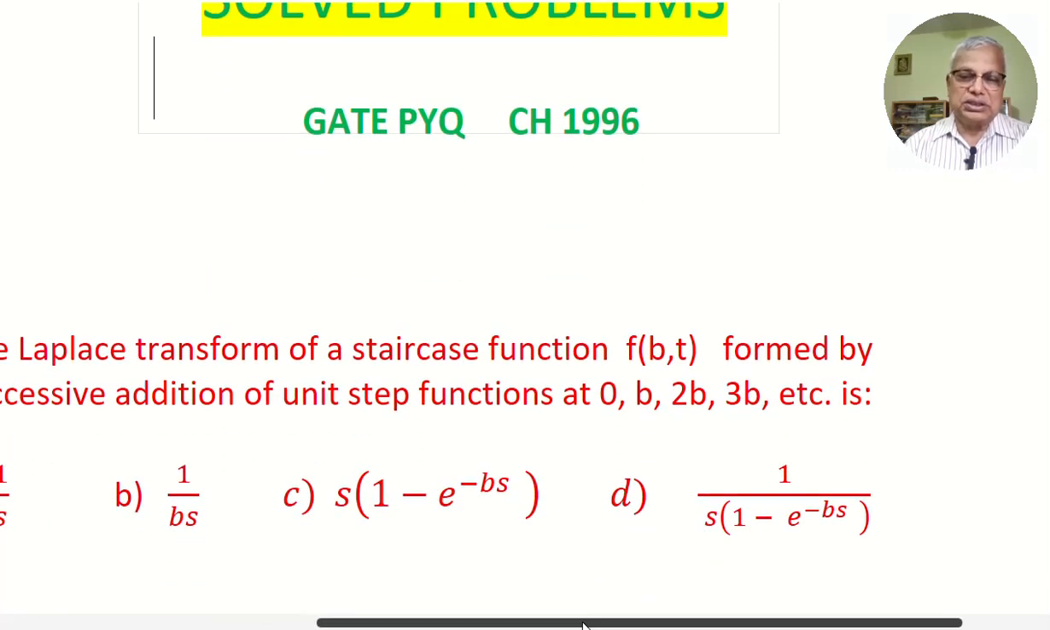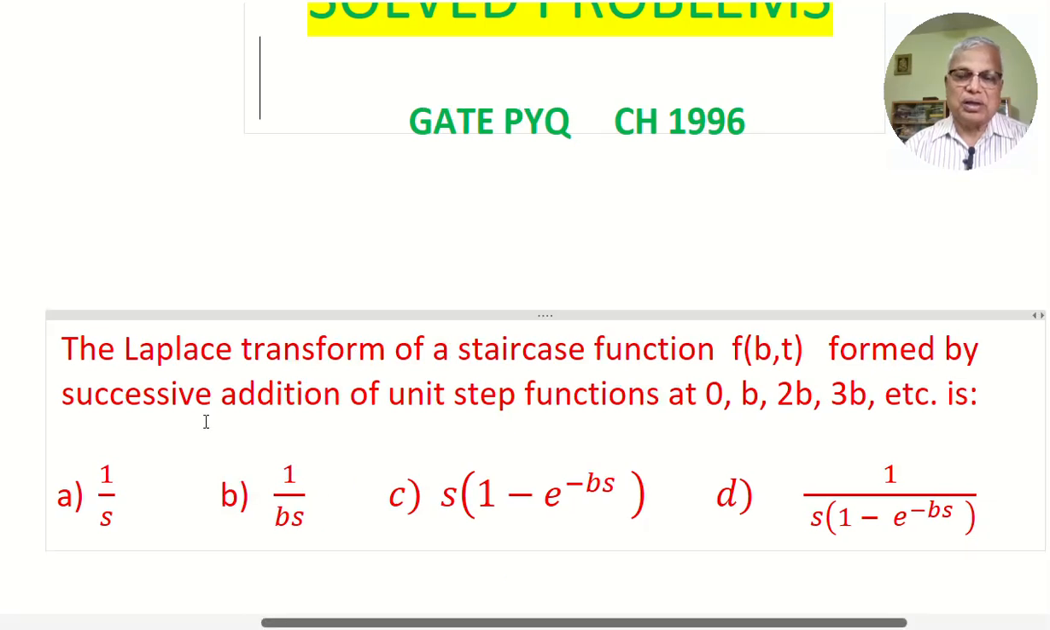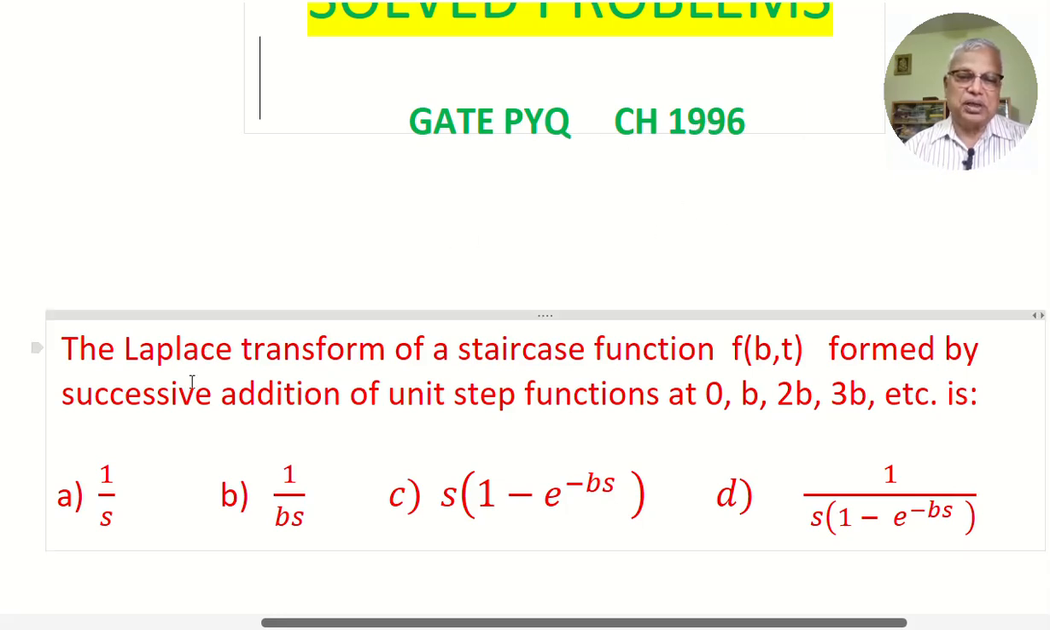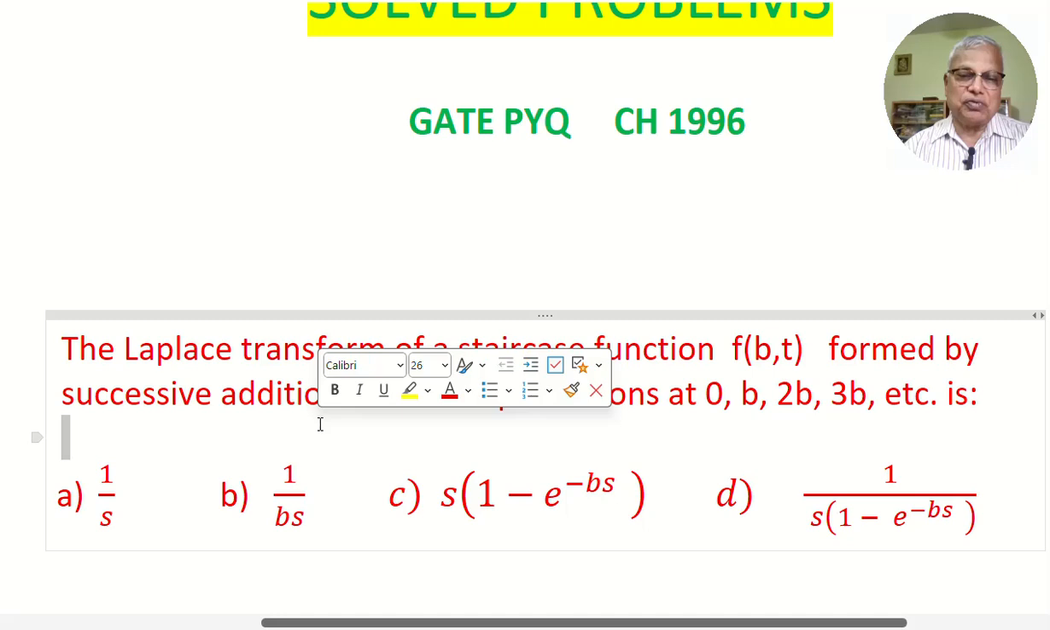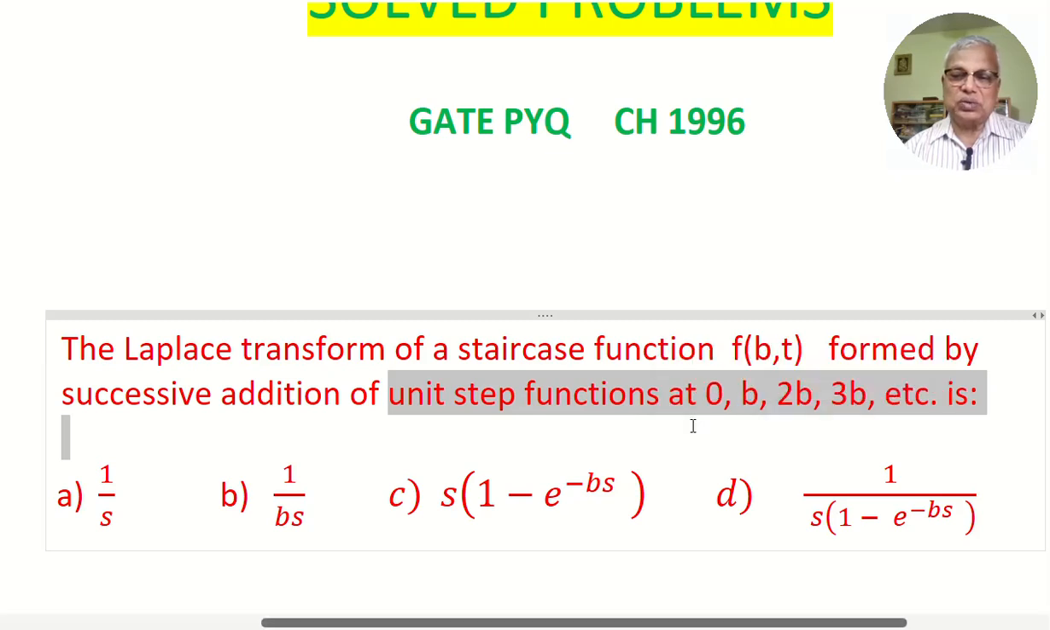The question is this. This was a question from the Chemical Engineering 1996 paper of GATE. The Laplace transform of a staircase function f of t, formed by successive addition of unit step functions at 0, b, 2b, 3b, etc., is: four options are given.